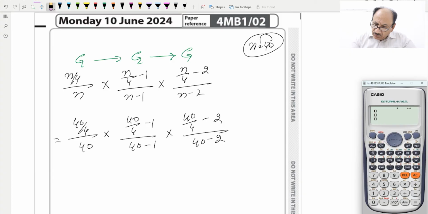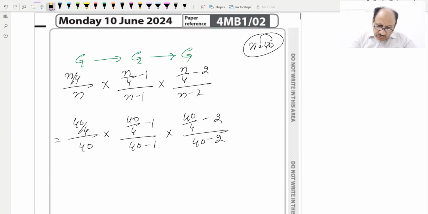So we can write fraction over fraction 40 over 4 divided by 40, and then take multiplication and again fraction over fraction, 40 over 4 minus 1 over 40 minus 1, and multiplication fraction over fraction, 40 over 4 minus 2 over 40 minus 2, and this is equal to 3 over 247.